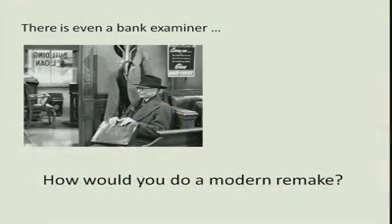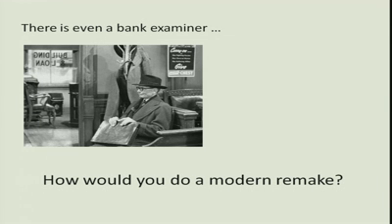There is even a bank examiner. So, I mean, there is really everything in here. Kind of a caricature of a bank. I hope none of my bank supervisor colleagues are in the room. But the point here is that, you know how movies are remade every once in a while, especially the good ones. And so the question is, how would you do a modern remake of It's a Wonderful Life?